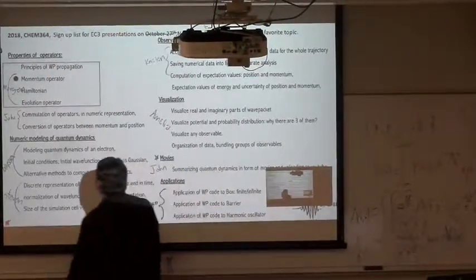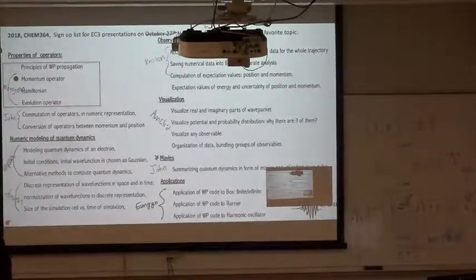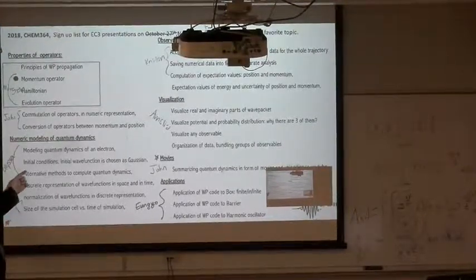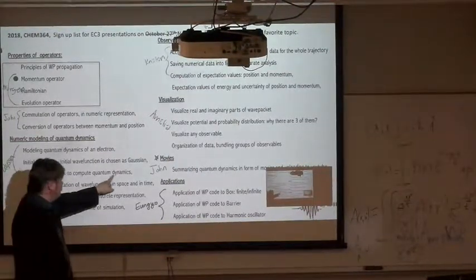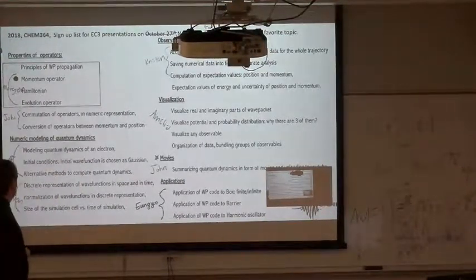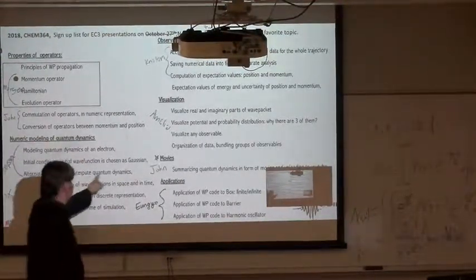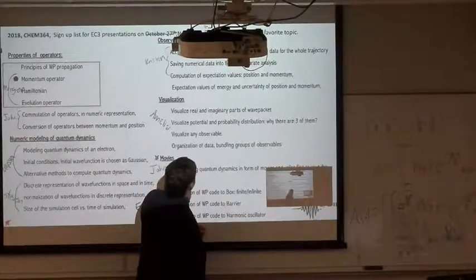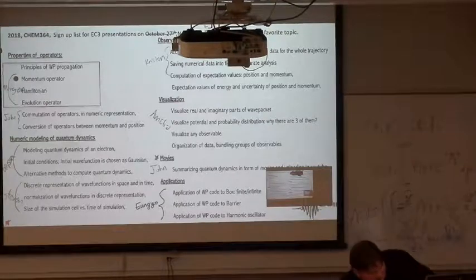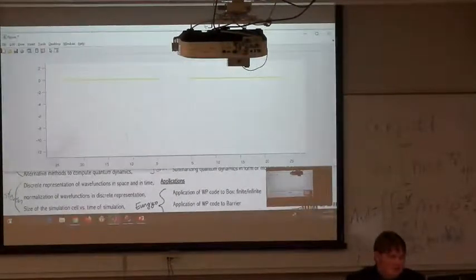Okay, modeling quantum dynamics of electron. Initial conditions, Gaussian. We did it last time, right? We have all the materials. Alternative methods to compute quantum dynamics. I think that it is the last boring thing. Thank you for being brave in selecting this subject.